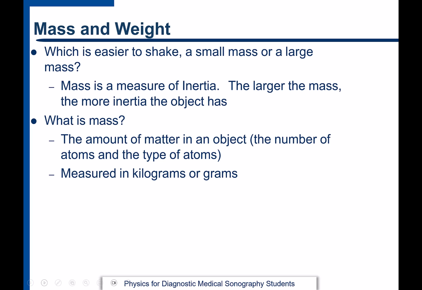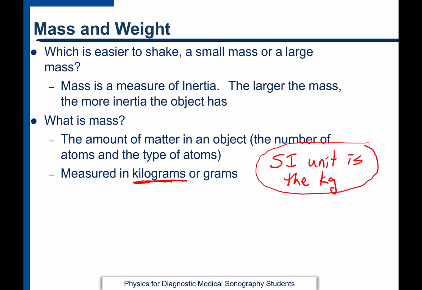We measure mass in kilograms or grams generally. I'll just remind you that the kilogram is the SI unit of mass. And that's a little confusing because normally you would think it would be the thing without a prefix, which would be grams. But in the SI system of units, the standard unit for mass is the kilogram.